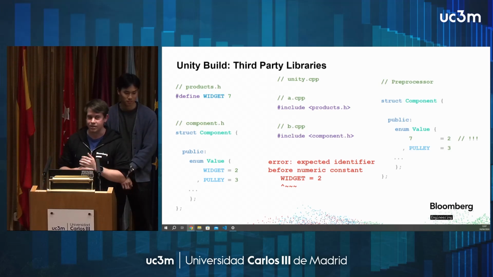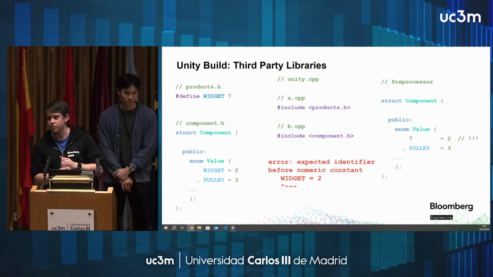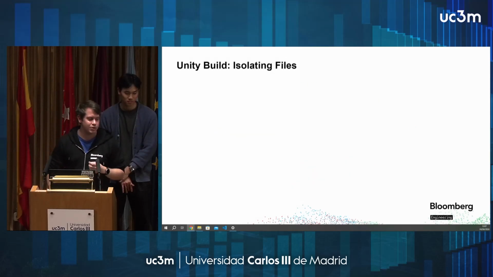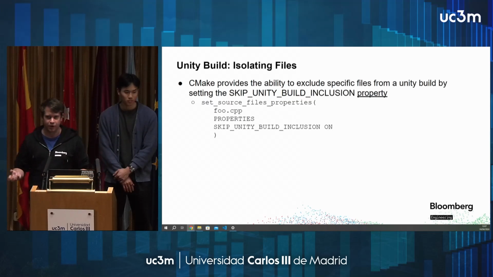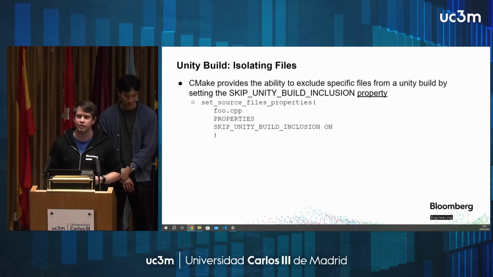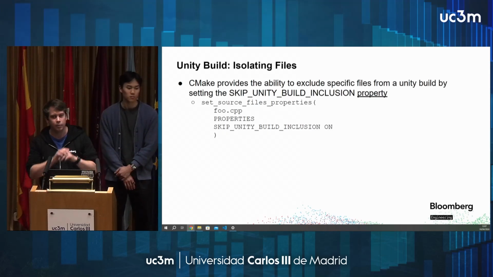Now, if anyone's ever tried to go to a third-party library and say, hey, can you change this macro? I feel like you might not have much luck. So how do you get around this? Again, looking at the CMake implementation, you have the option to skip Unity build inclusion. So if you just have an individual file that you know cannot be compiled in combination with all of your other files, you can just say, hey, I'm going to compile this individually on its own, and it goes back to the old behavior that you would have had.